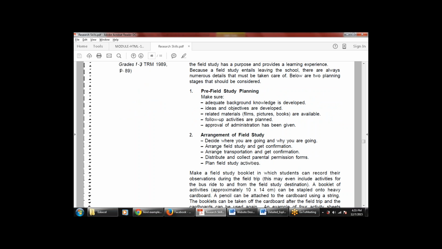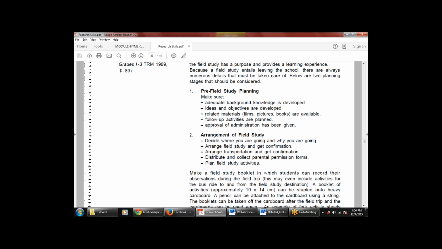Then second is arrangement of the field study. In this you have to decide where you are going and why you are going. For the field study you must get the answer: what is the place you are going to, that is the first part, and why you are going, that is, what is the main purpose. Then arrange the field study and get the confirmation. So first of all, decide where you are going and why you are going.